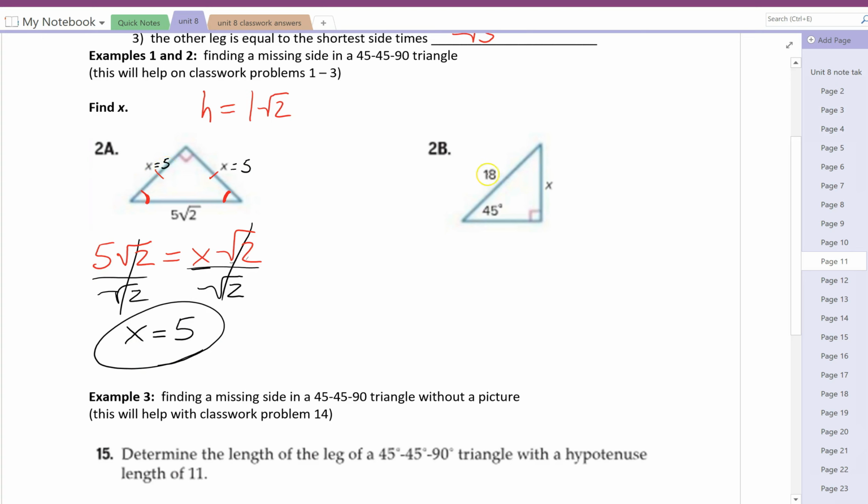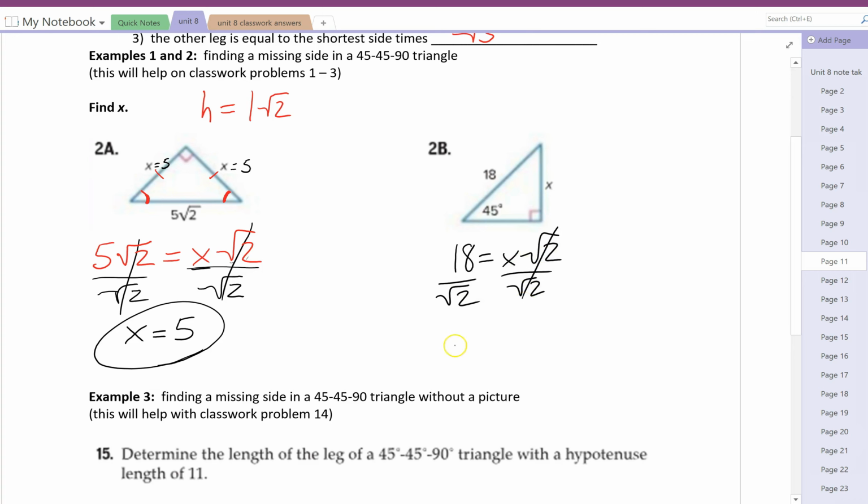2b, what do I have here? Well, I have the hypotenuse is 18. And I know that whenever I have a hypotenuse, it's equal to the legs, which in this case are x, times the square root of 2. Same thing here. I have to do the same thing here as I did back here. I just have to divide both sides by the square root of 2. This one's not going to be quite as simple, but it's still not bad.